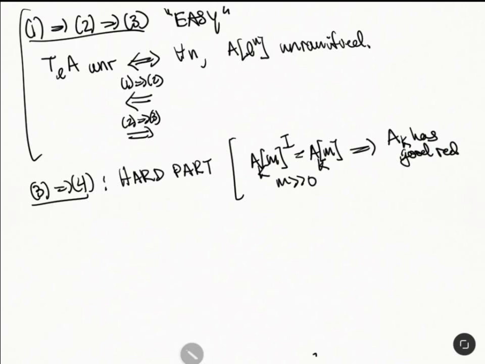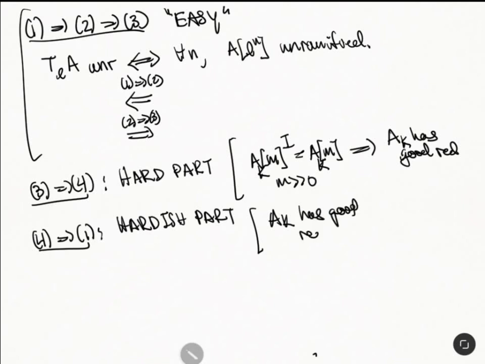This uses a lot of things. The 4 implies 1 is the hardish part, and this is not as hard. This is saying that good reduction implies that for all m coprime to p, the inertia acts trivially. Both of these need a description of this thing. I don't know which one we want to talk about first, but let me say a little bit about these things, and then you can decide how much you want to watch.